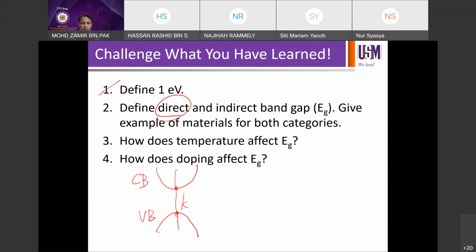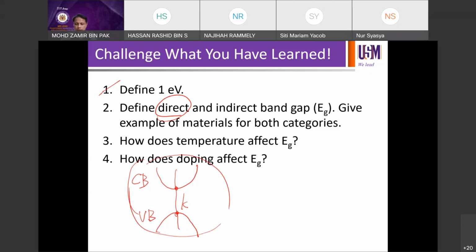Okay, and this is direct band gap, right? The minimum point, or you can say local minimum or local maximum, or minimum point or maximum point. Either one is fine, as long as you complete the definition, right? So, what are the examples of semiconductor materials with these properties? And examples of direct band gap semiconductors.